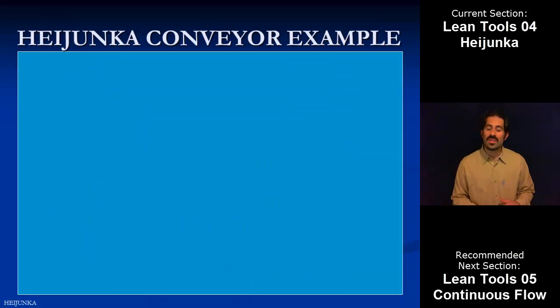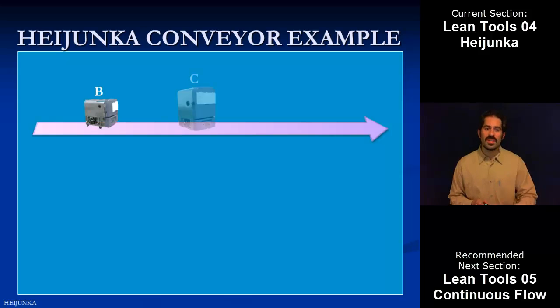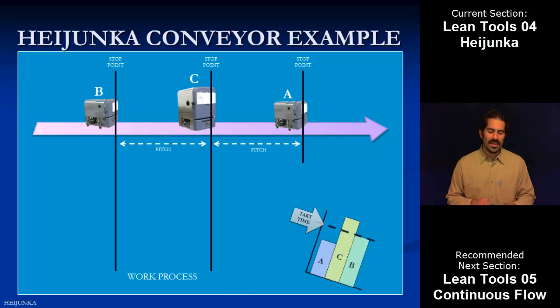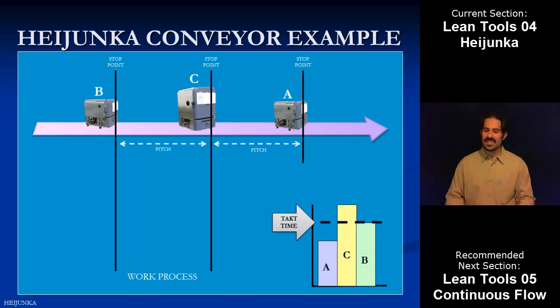Now this also works on a conveyor belt. And this is just a quick example of that. So we lay out a quick conveyor. We set up a couple pitches, a couple workstations. There's our one sample process. So here's our takt time, and this is our production sequence. We're going to go A, C, B.